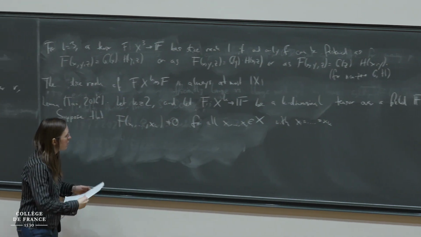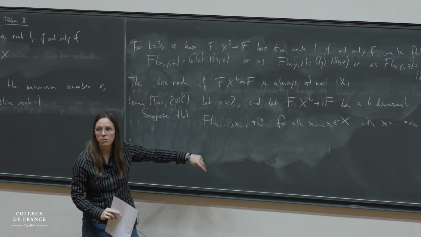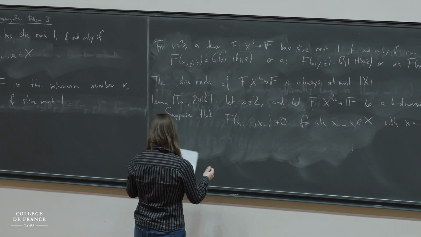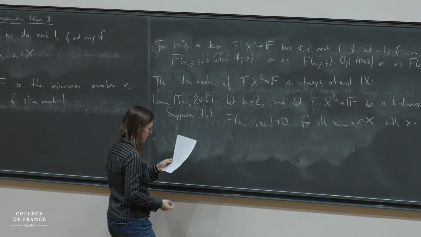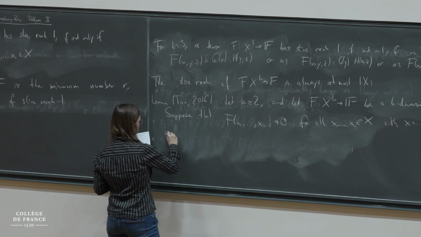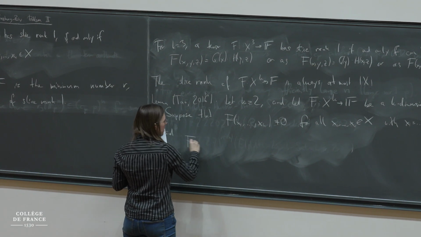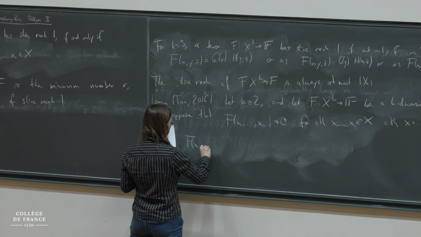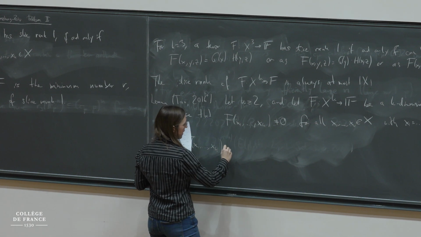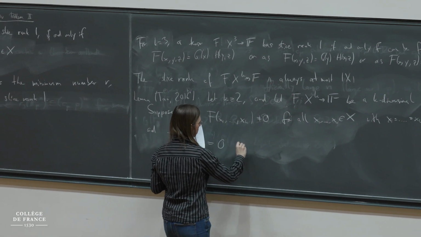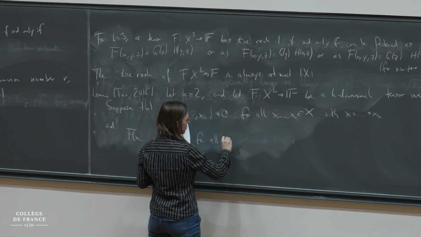So if you're along the main diagonal where the indices are all equal, then the entries are non-zero, but everywhere outside that main diagonal, all entries are 0. So suppose that this holds, but everywhere outside the main diagonal, so everywhere where x1 to xk are not all equal, we have a 0 entry.